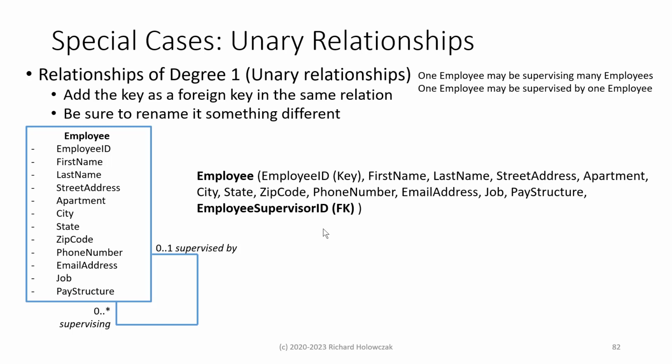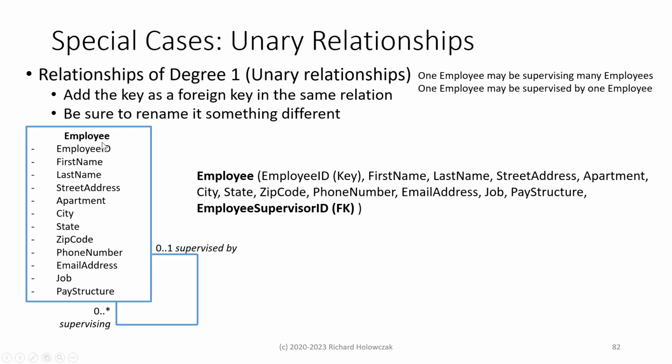And the last special case I want to talk about is that of a unary relationship. In this example here, we have one employee may be supervising many other employees, that's down here, and at the same time, one employee may be supervised by one and only one employee. So everybody has a supervisor that they report to. One supervisor may be managing many employees.